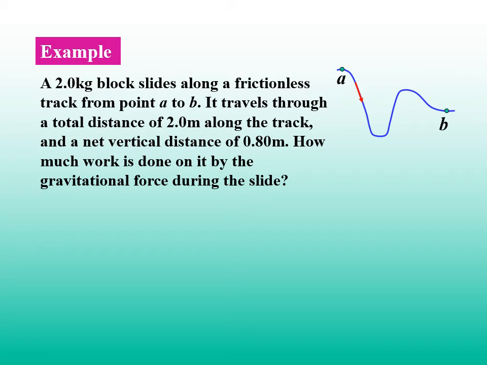Here is an example problem. A 2.0 kilogram block slides along a frictionless track from point A to point B. It travels through a total distance of 2.0 meters along the track and a net vertical distance of 0.80 meters. How much work is done on it by the gravitational force during the slide?